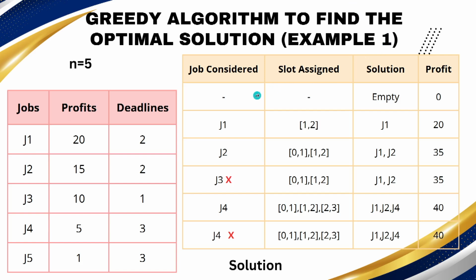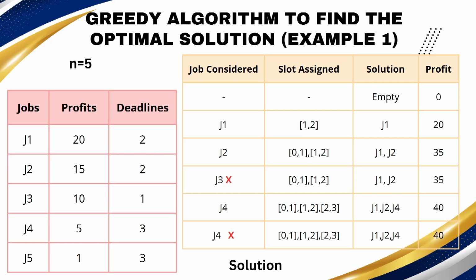Before that, what we need to see is that this column lists the jobs that are considered to be part of the solution, and these are the slots assigned for the particular job, and this is going to be our solution, I mean the schedule, and this is the total profit. Initially our solution is empty and our profit is 0. Since job 1 has the highest profit, I am taking it up, and the deadline for job 1 is 2, which means that job 1 has to be completed before 2 o'clock, let us assume.